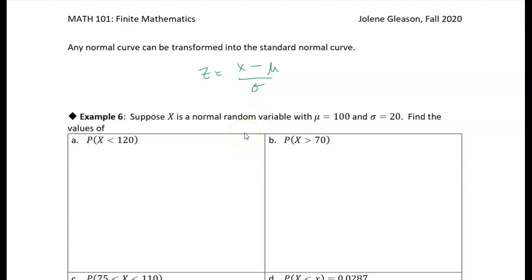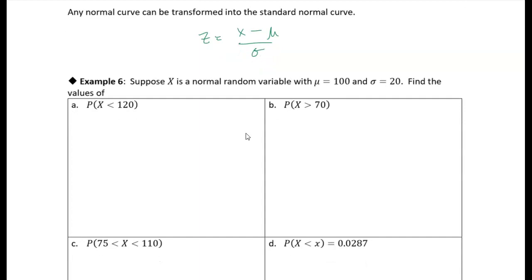So let's try that. Here we have a normal random variable where the mean is 100 and the standard deviation is 20. So we're given the mean and the standard deviation. And we want to know what's the probability of that normal random variable being less than 120. All right. So the first thing we're going to do is take that 120 and convert it to a z-score. So I'm going to take 120 minus the mean, which is 100, and then divide by 20, which is the standard deviation. And it turns out that's just 1.